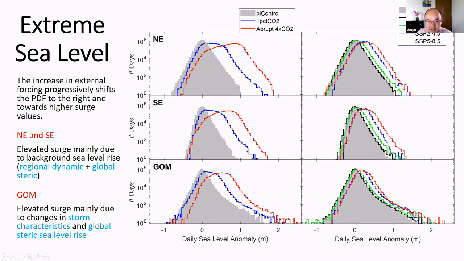So you can see the overall shift of the curve, but at the same time, you can see the tail actually becomes longer along the Gulf Coast. That's due to the stronger storm in the CO2 experiment.